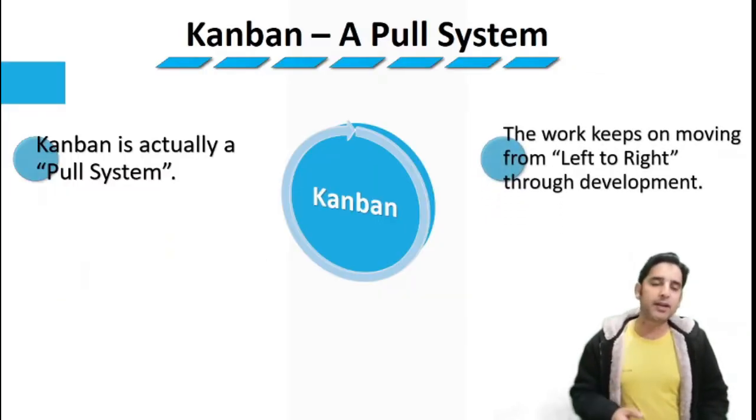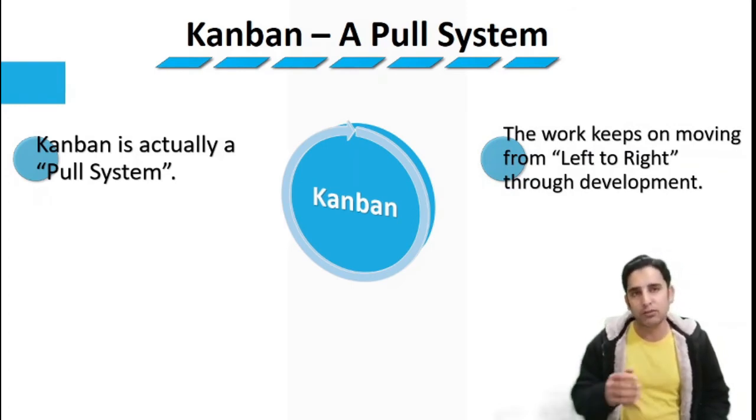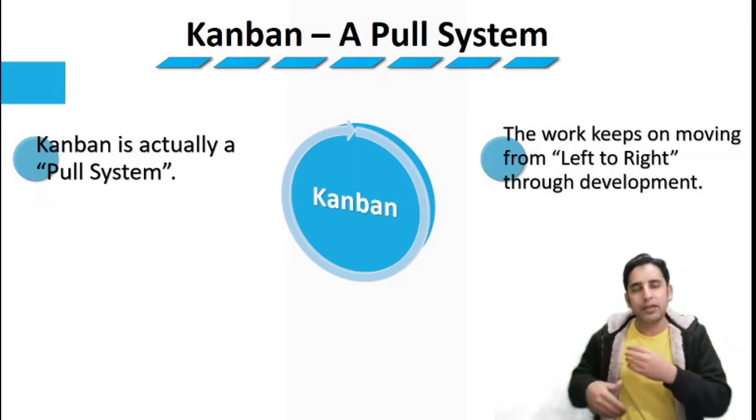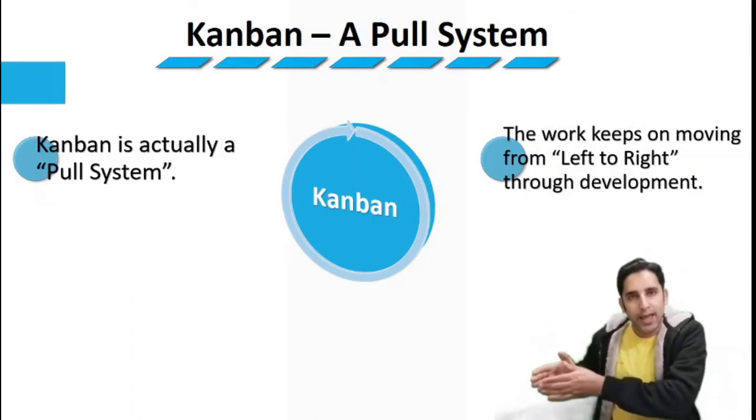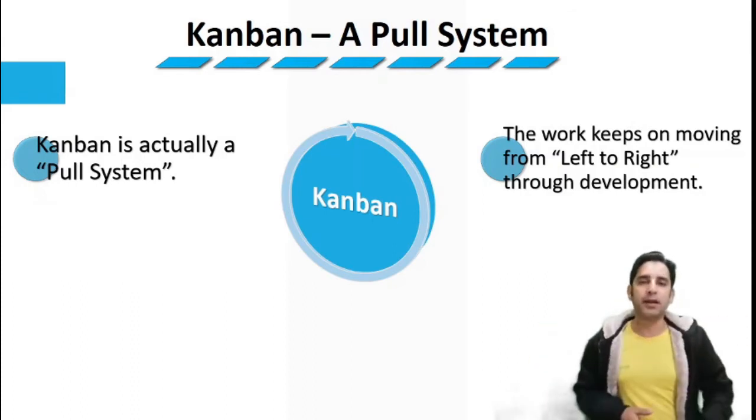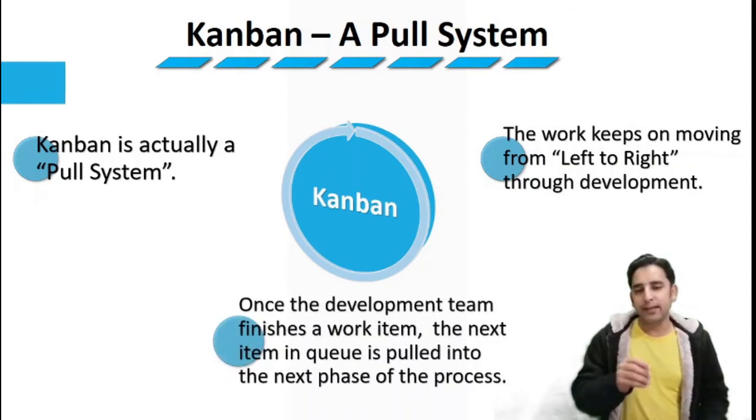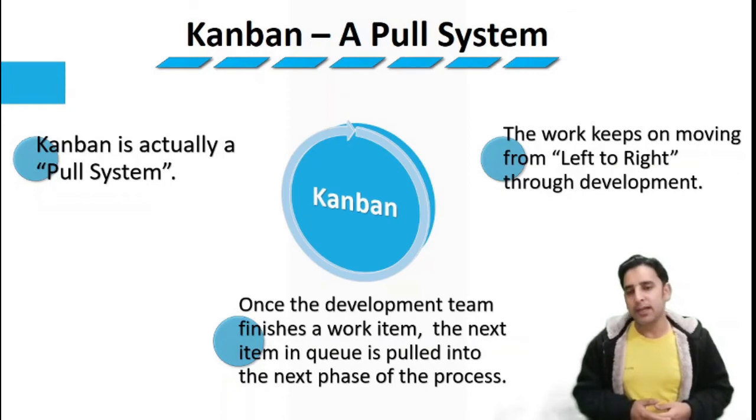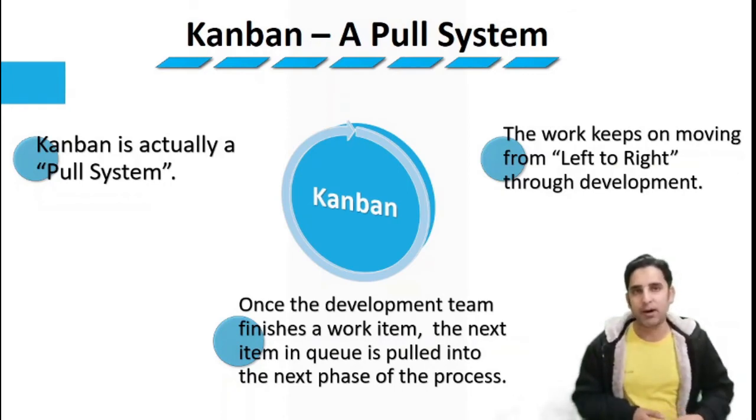Another attribute of Kanban is that the work keeps on moving from left to right through development, which means that each time the Kanban team chooses an item to work upon, it moves from left to right of the Kanban board. Another thing is that once the development team finishes a work item, the next item in the queue is pulled into the next phase of the process.